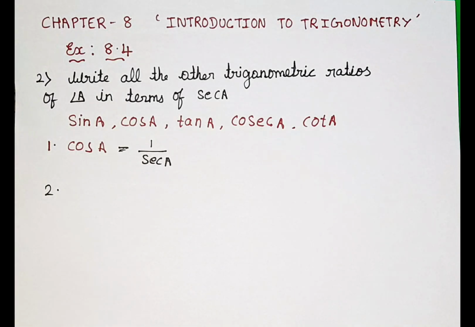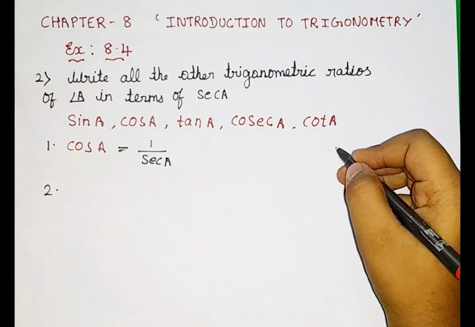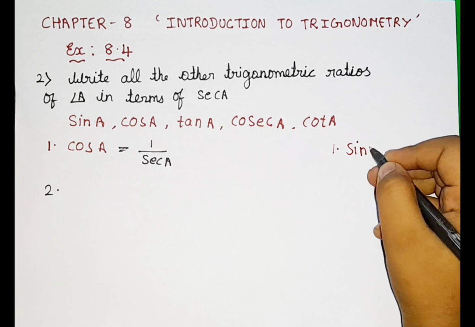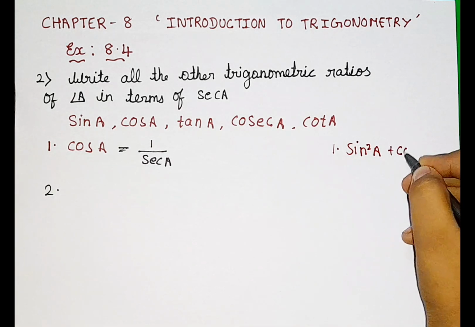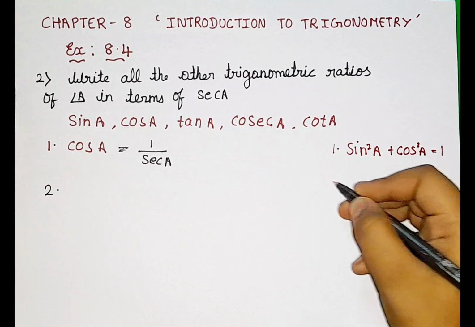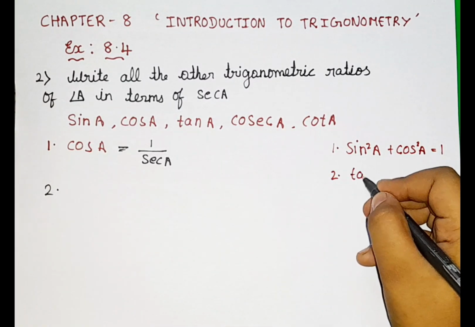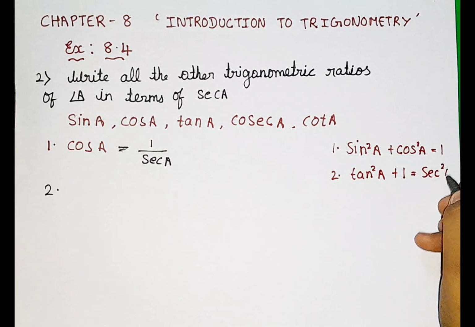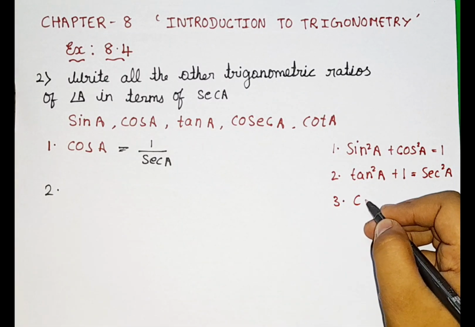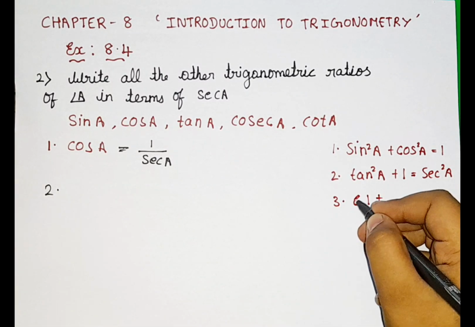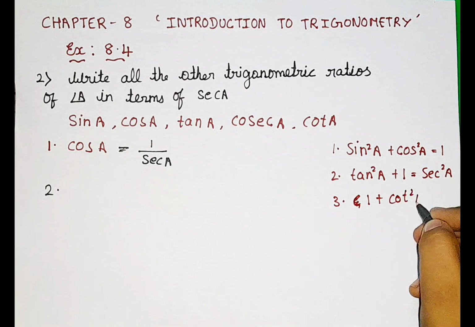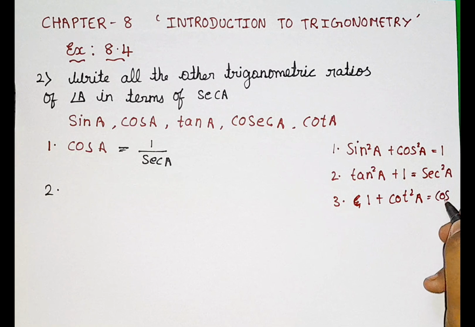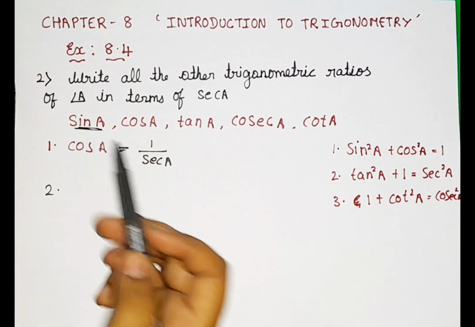Okay, so now we have identities. The first identity is sin square A plus cos square A is equal to 1, and the second identity is tan square A plus 1 is equal to secant square A, and the third one is 1 plus cot square A is equal to cosecant square A. Okay, so these are the 3 identities. So for now I am gonna convert sin A in terms of secant A.